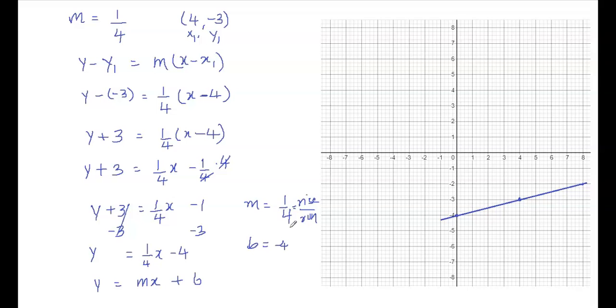And then since my slope is 1/4, I'm going to do the same thing. I'm going to go up 1 to the right 4, up 1 to the right 4. And you see that this point is (4, -3). My line is passing through this point, right? So either way is fine. You can either graph this equation with the help of slope-intercept form, or you can graph this equation with the information provided to you in the question.